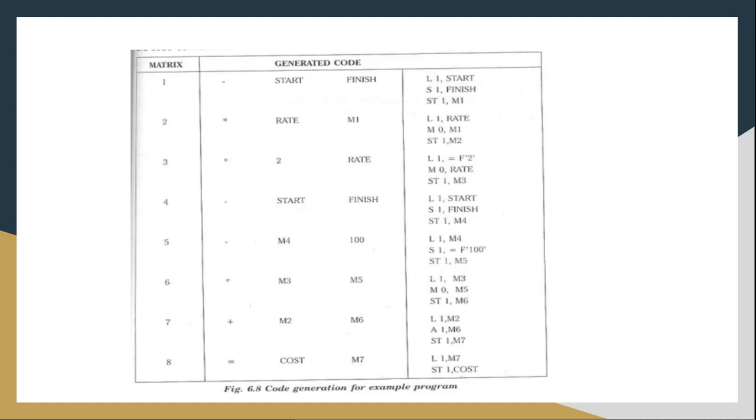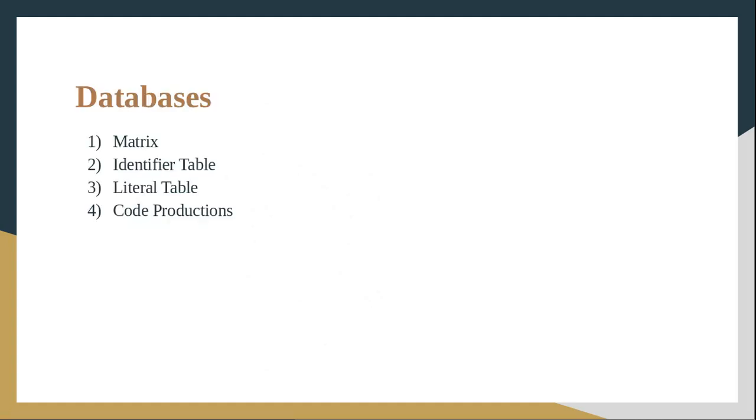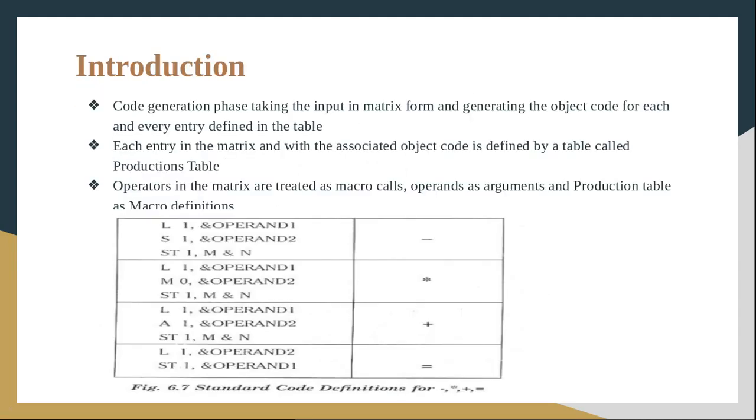What is the operation? Star rate M1. So first we have to understand what is the object code for the star operator. You can see here, if the operator is star, the object code is L1 comma &operand1, then M0 comma &operand2, and ST1 comma M&N. Okay, so here what is happening?